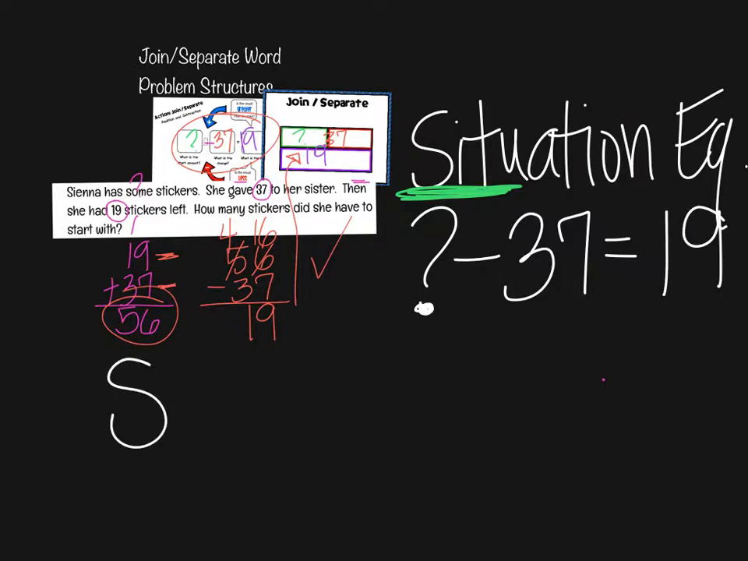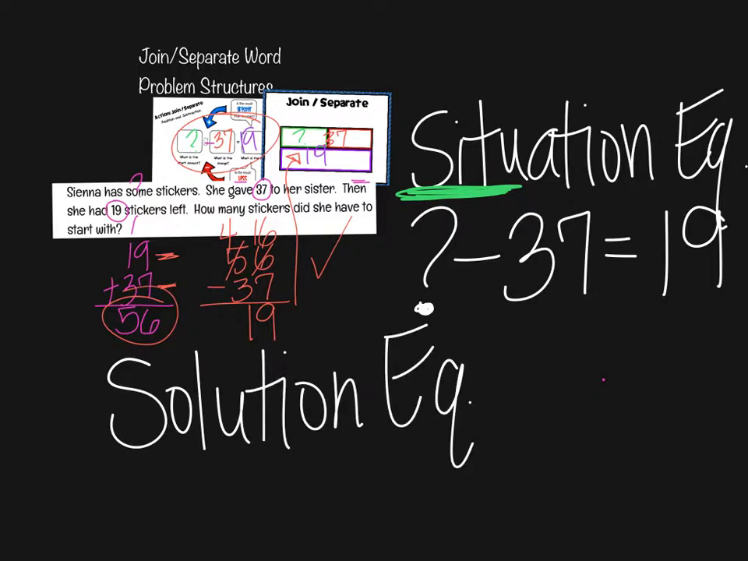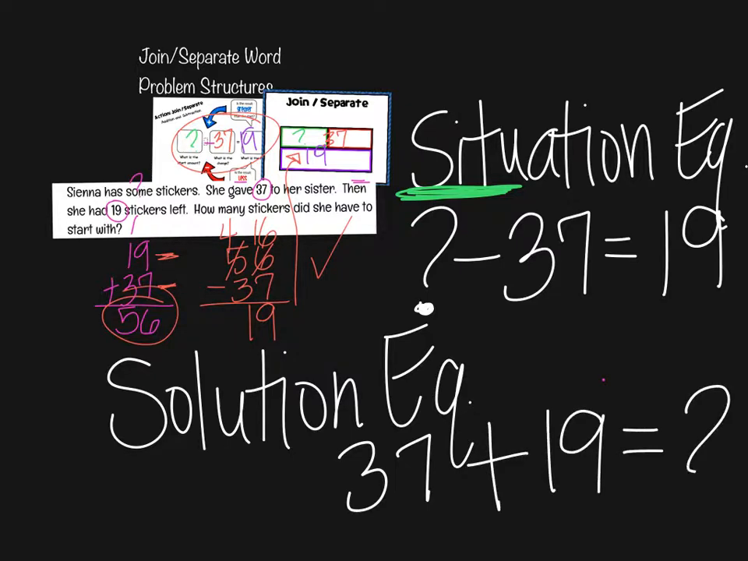Now my solution equation, remember what we did? How we solved it. What we found was our answer. How did we find our answer? What did we do? That's what I have to write in for my solution equation. The way we solved it is we added 37 plus 19 equals question mark. Because that's how we figured out that Sienna had 56 stickers to start. Okay, so that was a change unknown.